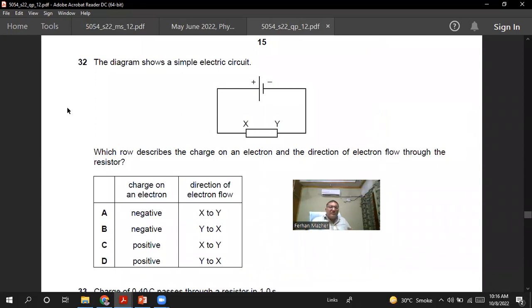He says the diagram shows a simple electric circuit. Which row describes the charge on an electron and the direction of the electron flow through the resistor? So this is a charge on the electron. The charge on the electron is negative, and the electron flow through the resistor will be from the negative terminal to the positive terminal in the circuit. So it will be from Y to X.